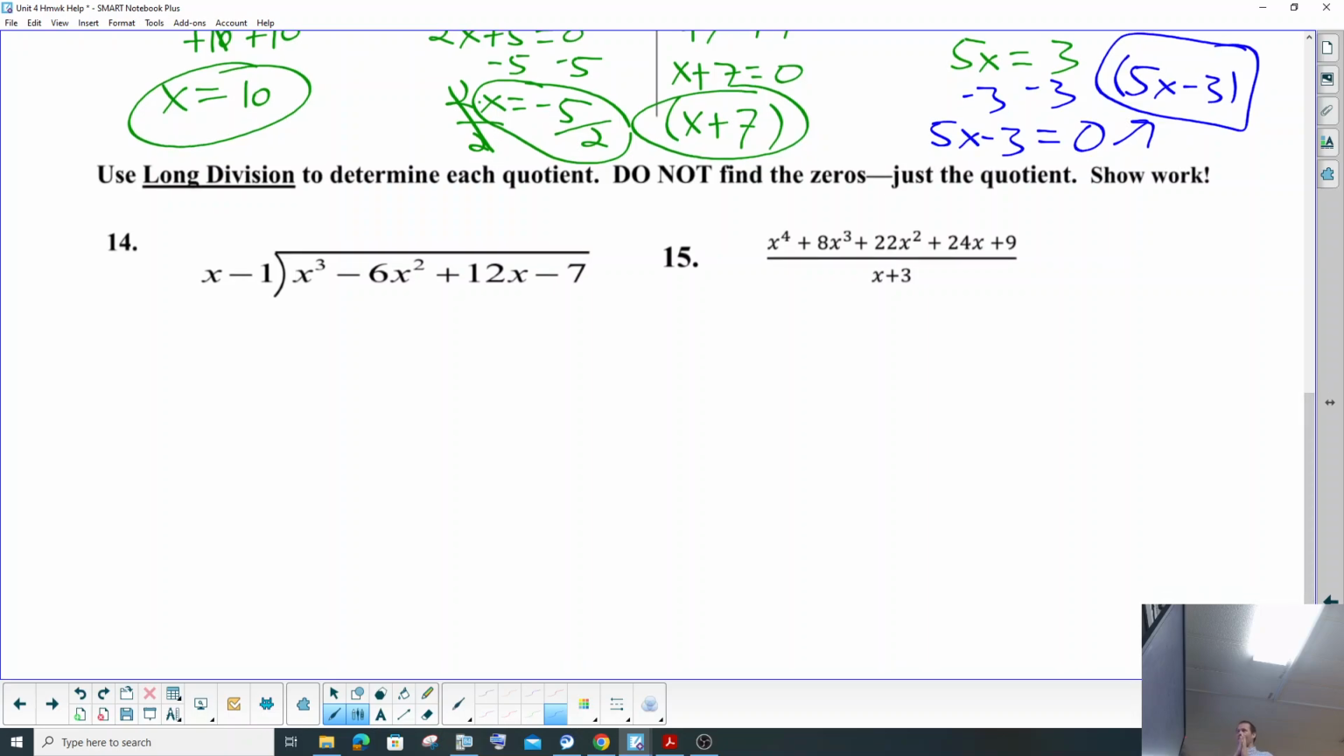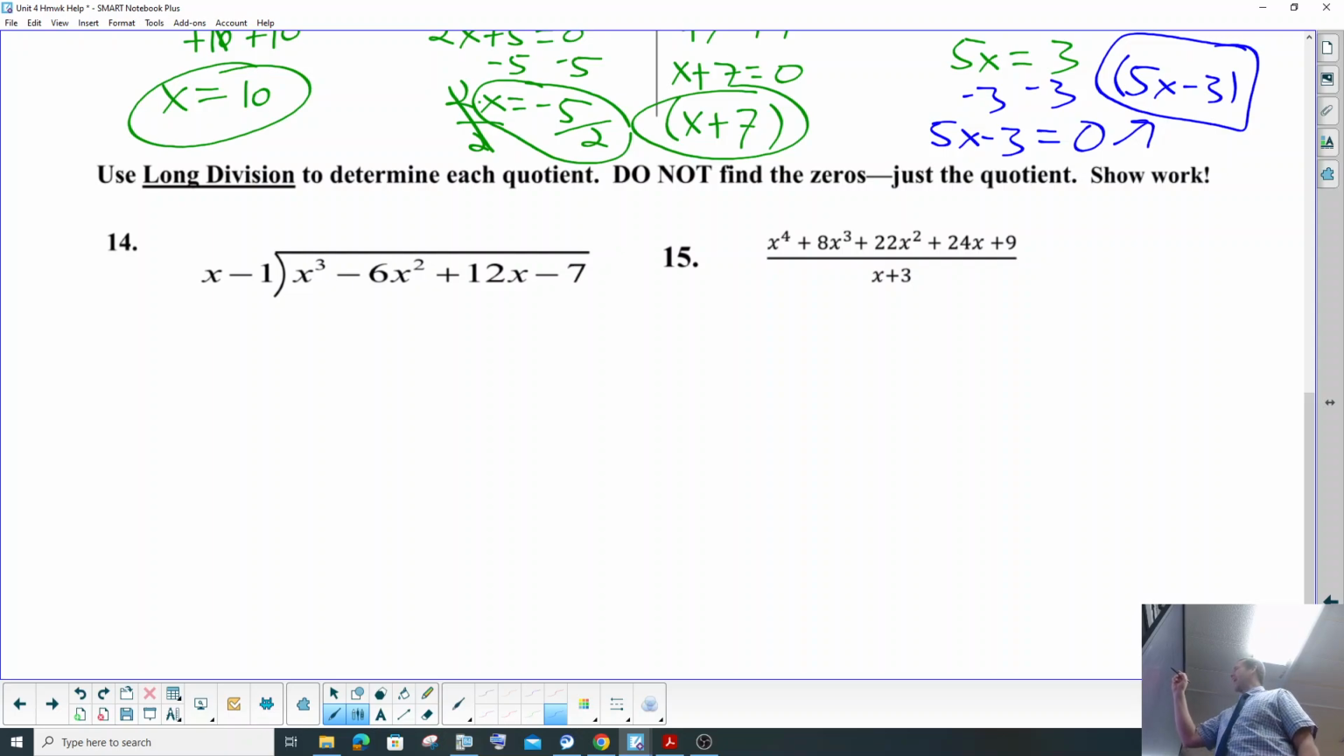Okay, here we go. Long division. Robber X is trying to break into the house. Remember we were talking about that Halloween story in class? So we'll start you off there on number 14, then we'll jump to 15.